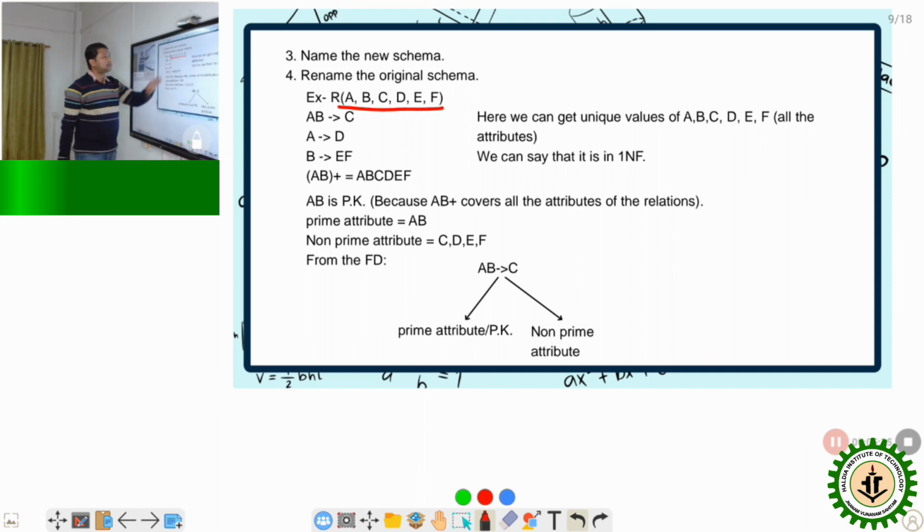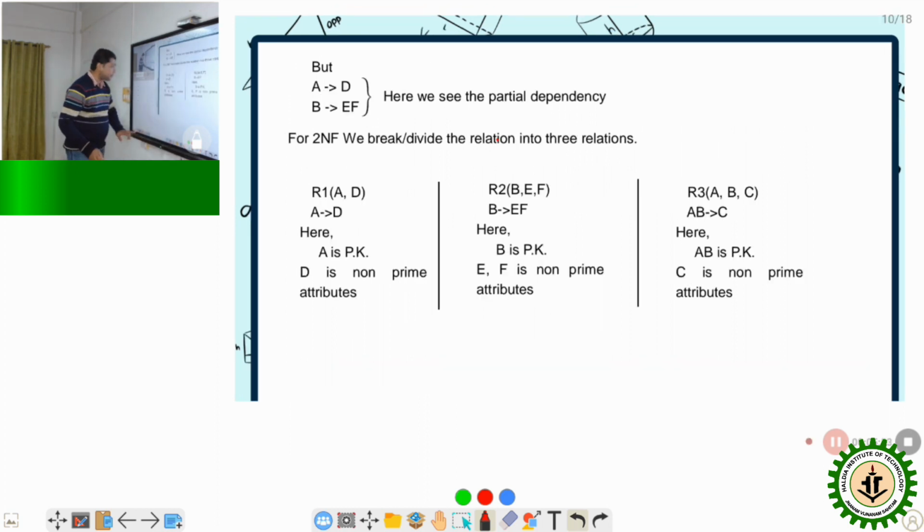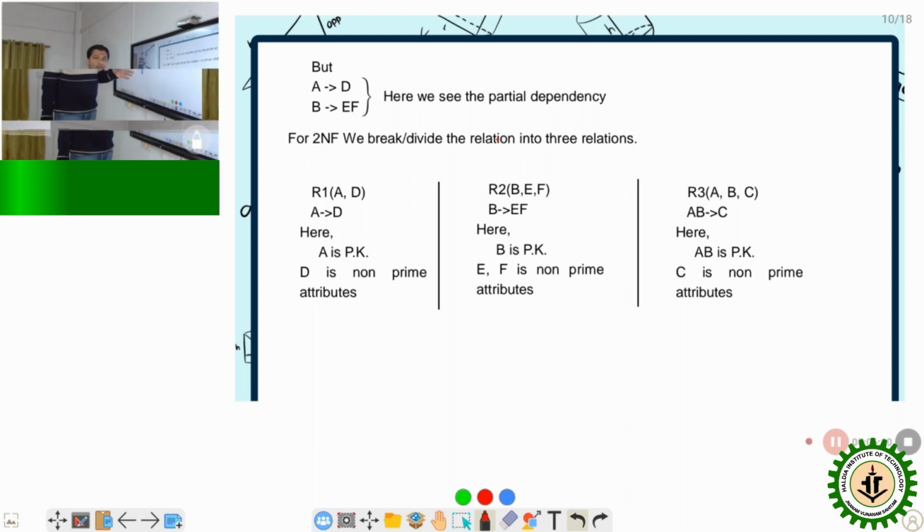These are the attributes, and the following functional dependencies are AB implies C, A implies D, B implies EF. Here AB implies C, where AB is the prime attribute or the primary key, and C is the non-prime attribute. But the other functional dependencies like A implies D and B implies EF are partial dependencies. So we have to break it down into three relations by which we can get the second normal form.